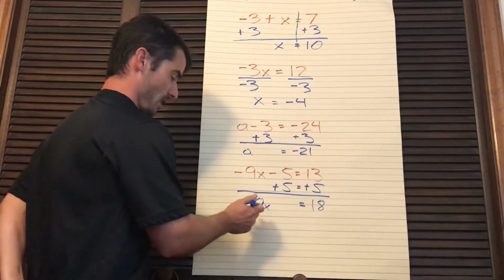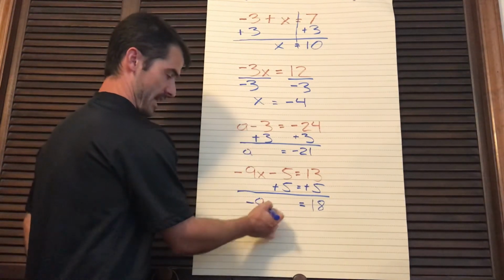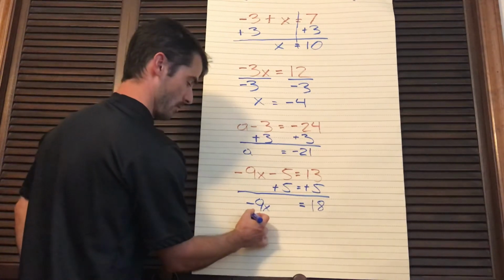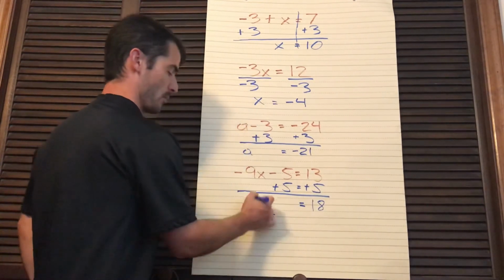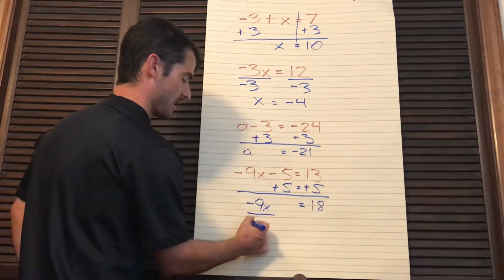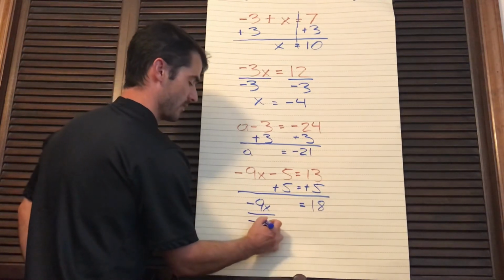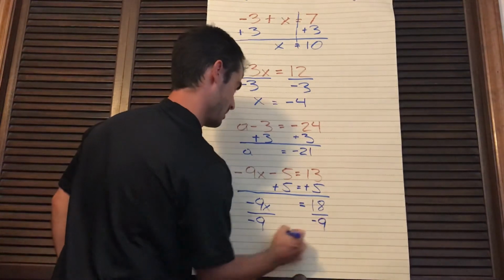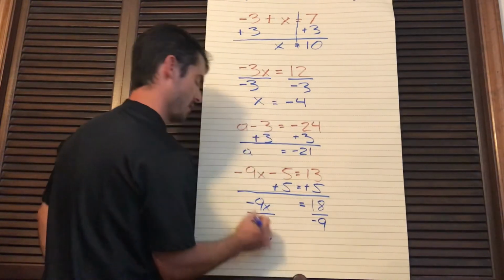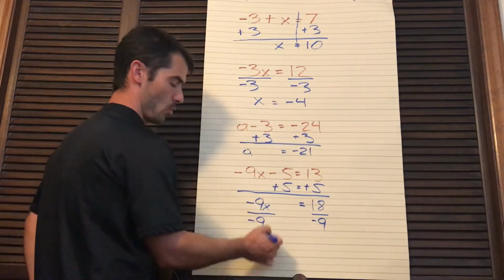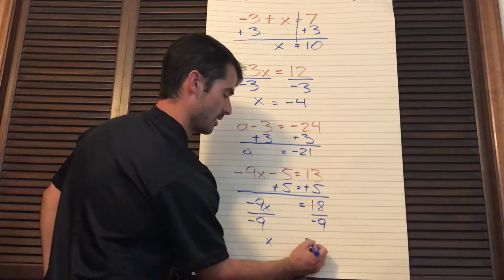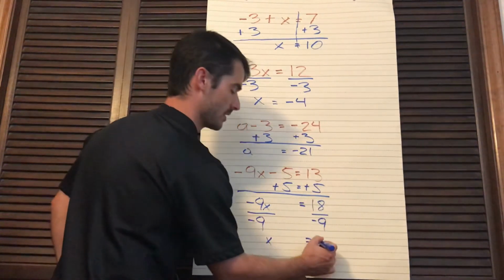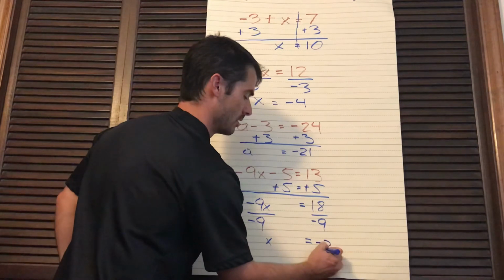We're going to get rid of this negative 9 that's next to it, which is multiplication. So again, we get rid of multiplication with division. If you're being multiplied by negative 9, the opposite of that is dividing by negative 9. Divide that side by negative 9. Negative 9 divided by negative 9 is 1, so 1x. 18 divided by negative 9 is negative 2.